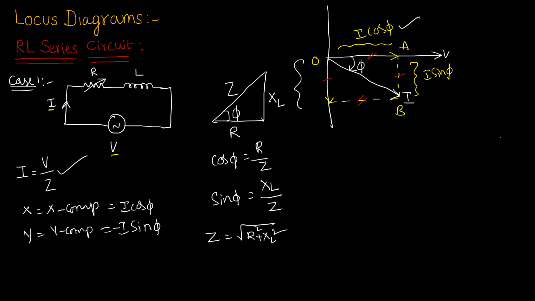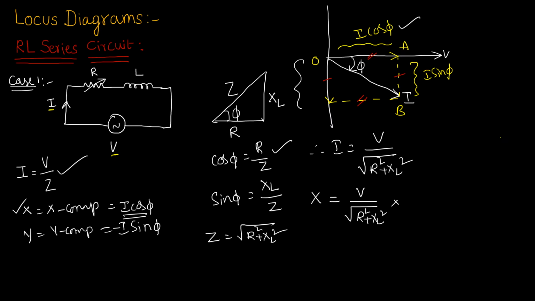Now consider the current I. I is V by Z, that means V by root of R square plus XL square. Now consider the X component, capital X. That is I cos phi. So I means V by root of R square plus XL square into cos phi. Cos phi is R by Z, and Z is root of R square plus XL square. If you do the calculation, you'll get VR by R square plus XL square. Call it equation 1.